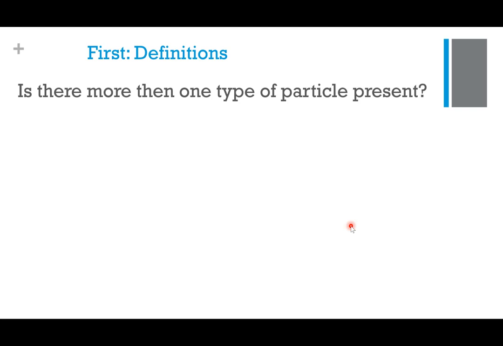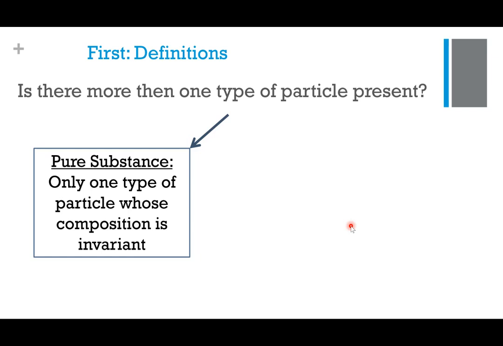When we look at that matter and we ask ourselves, is there more than one type of particle present? If the answer is no, there's only one type of particle present, that's going to be considered a pure substance. So only one type of particle is present, and the composition is invariant. If there's one particle, it looks the same at the top as it does in the middle, as it does in the bottom. So the composition is the same throughout.